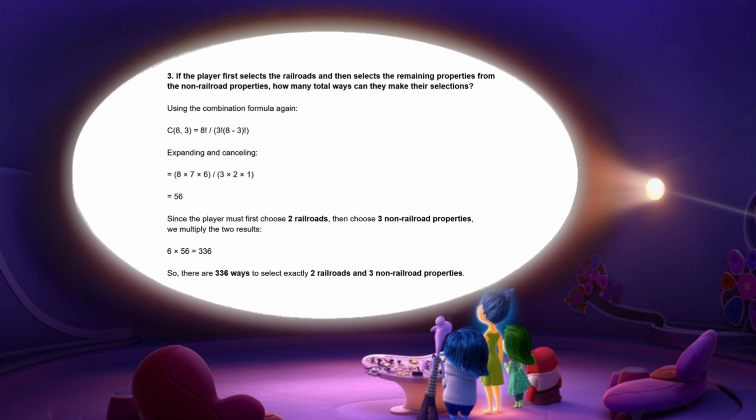Now we will substitute them, then we will expand and cancel. Since the player must first choose the 2 railroads, then choose 3 non-railroad properties, we multiply the 2 results. So now we'll multiply 6 times 56, and that will be equal to 336. So therefore, there are 336 ways to select exactly 2 railroads and 3 non-railroad properties.